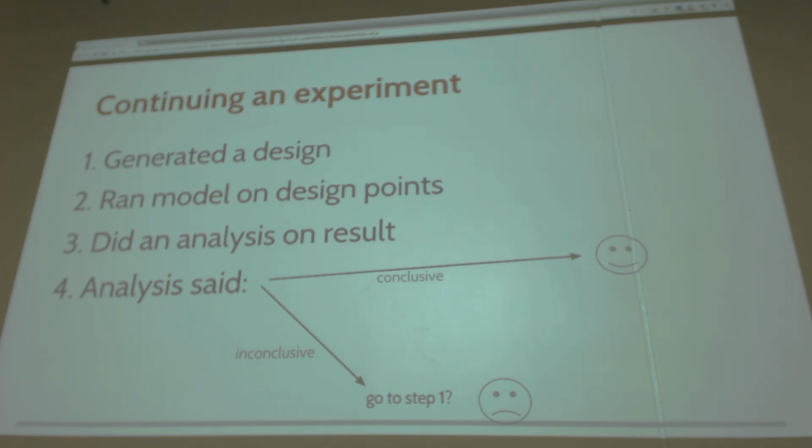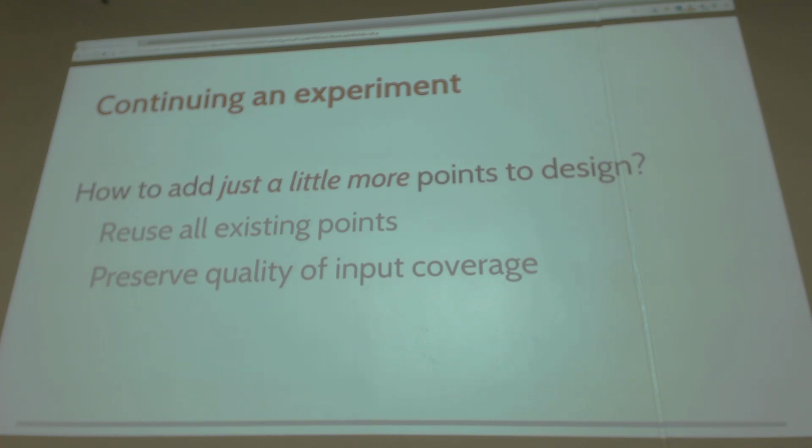So what do you do? You probably don't want to generate another orthogonal array because it's expensive. It means that you have to double the amount of computation just because you had slightly not enough accuracy. So it would be nice to be able to continue the experiment and add just a little more points to it. We would like to use all existing points and preserve the quality of input coverage, so still have comprehensive and fair coverage, but just add a little more points to it.